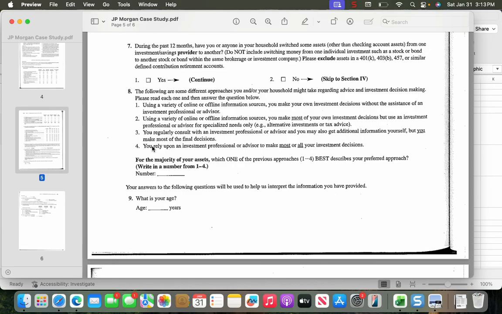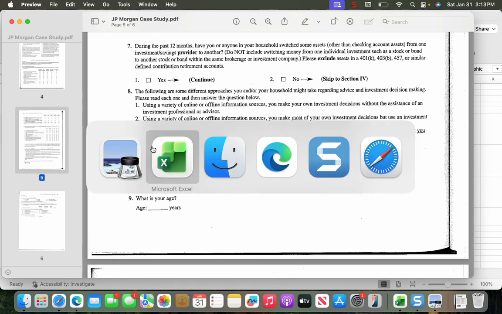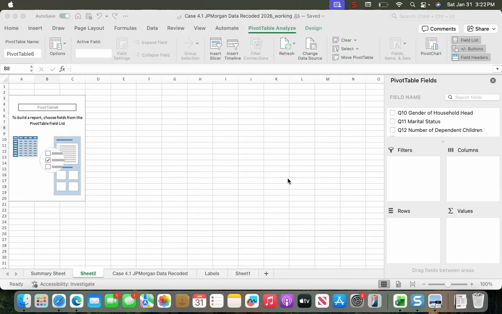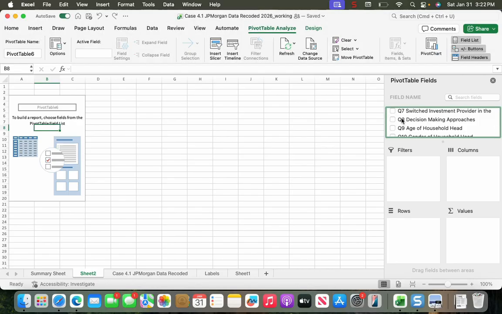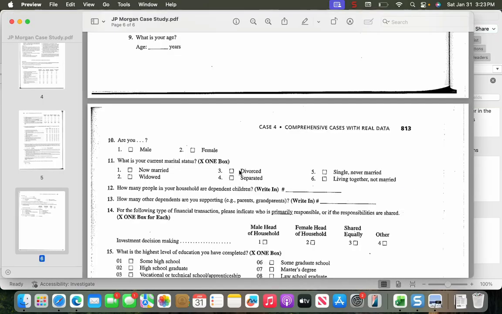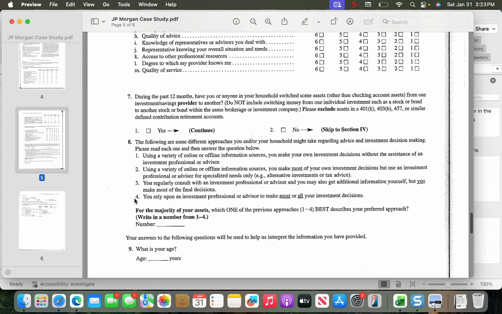So let's do this. Go ahead and pull up the worksheet, and we're going to create another pivot table. What we're examining is question number 8, right? So what we want to do is filter by question number 8, which is really whether they're likely or not to use an investment advisor. That is right here, so we're going to pull that one into filters. Number 8 itself, you want to look at anyone who answered a 4, that they're most likely to rely upon a professional or advisor.